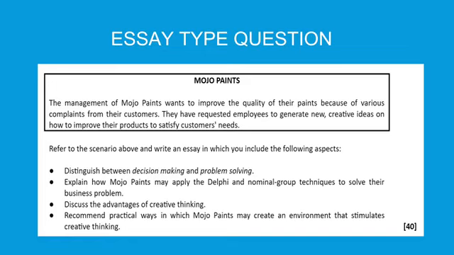If you look at the first one there, distinguish between decision making and problem solving, you are going to basically differentiate between the two concepts. When it comes to mark allocation and how many facts you need, normally decision making will be worth at most about 4 marks. Problem solving will be worth at most about 4 marks. So for that first bullet point, it will most likely be about 8 marks.